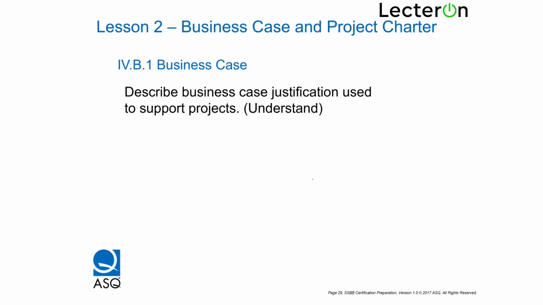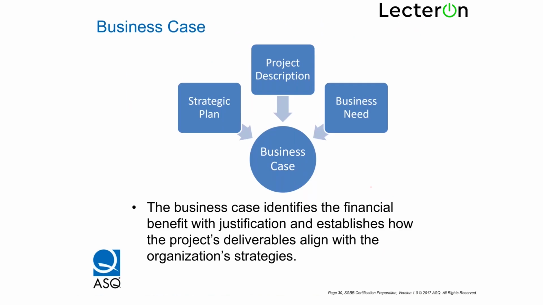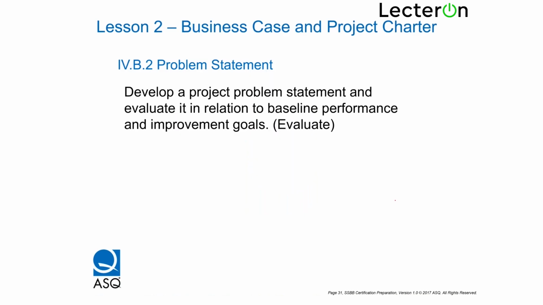Business case and project charter. Describe business case justification used to support projects. The inputs to the business case are a strategic plan, project description, and business needs. So the business case identifies the financial benefit with the justification and establishes how the project's deliverables align with the organization's strategies. The problem statement: develop a project problem statement and evaluate it in relation to baseline performance and improvement goals.